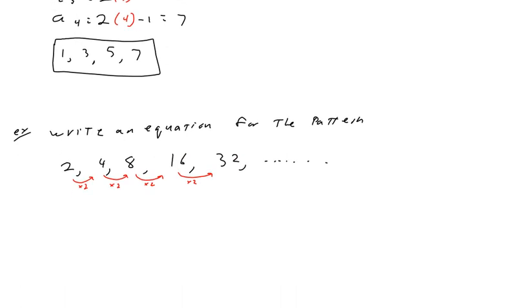So how can we take this pattern of numbers and create an equation describing the pattern? I want to say a sub n equals, what is the equation I could write? How can I do this? How can I write an equation here? What's the way that I could write an equation that would get this pattern? Something about multiplying by 2. What's a way I could do this?